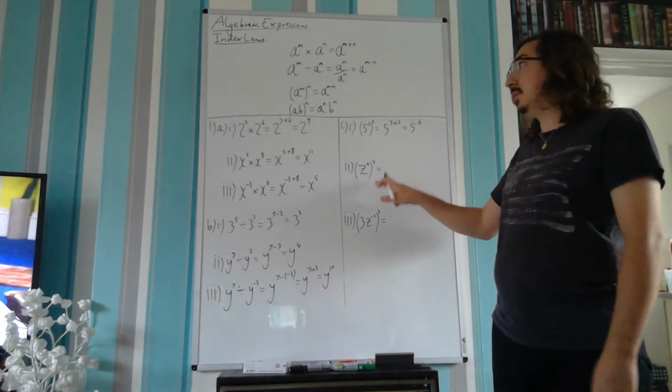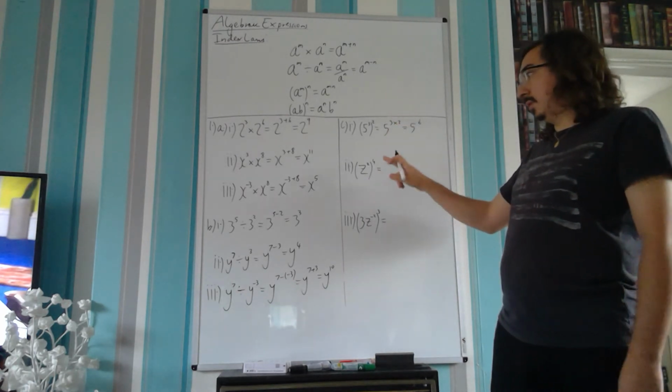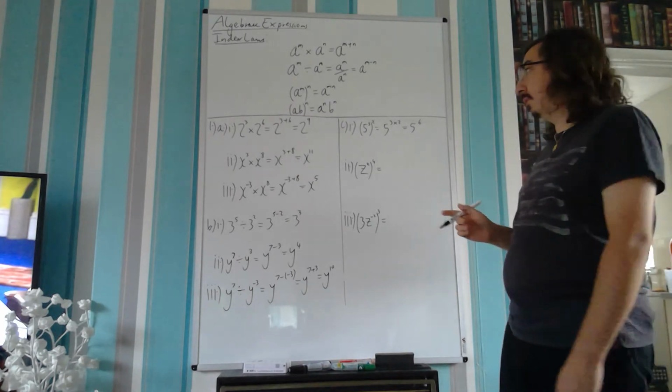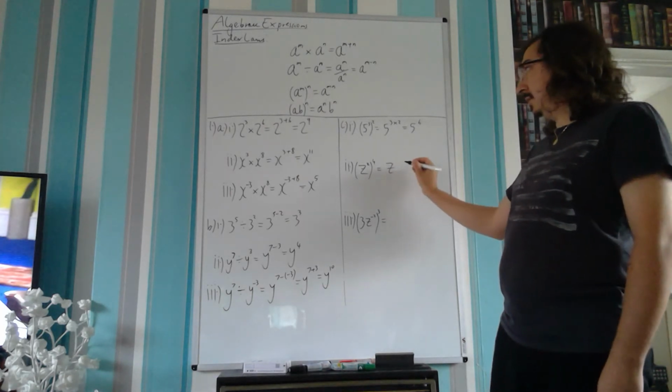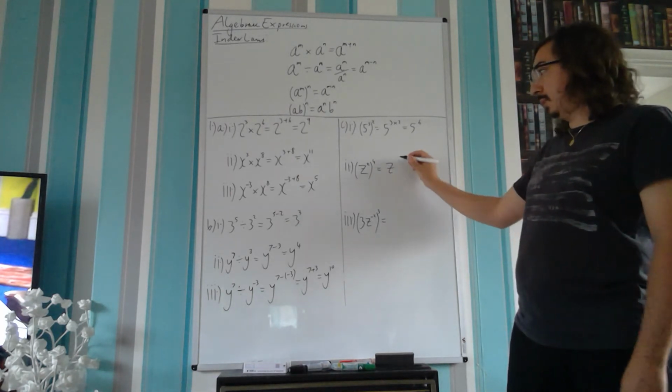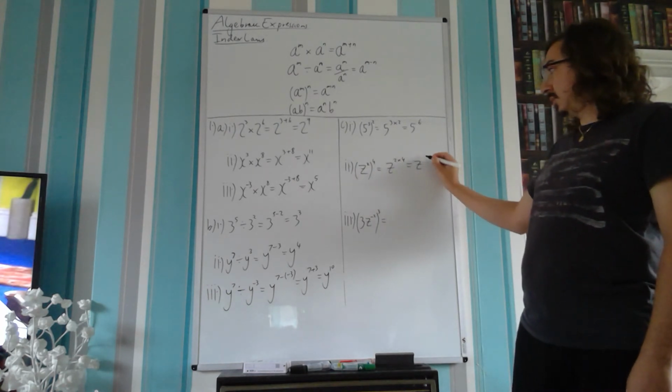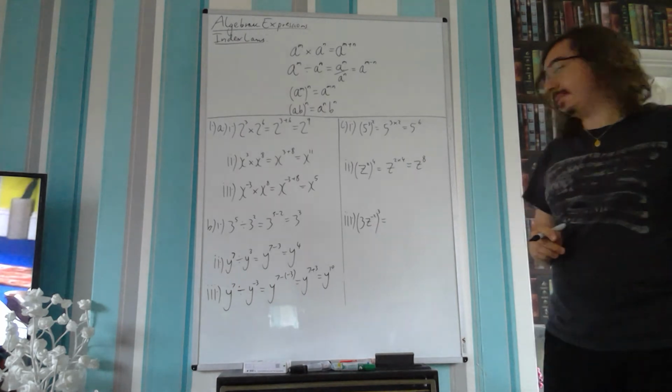A little bit of algebra, same rule again. We've got our brackets, so we're going to use the third rule. We've got z squared all to the power of 4. So we've got z, and because of the brackets, we multiply the powers, so 2 times 4, which gets us z to the power of 8.